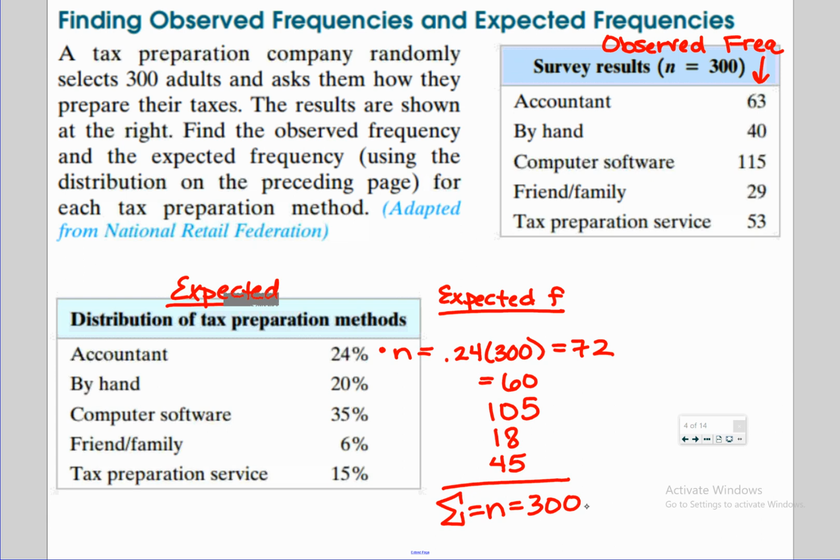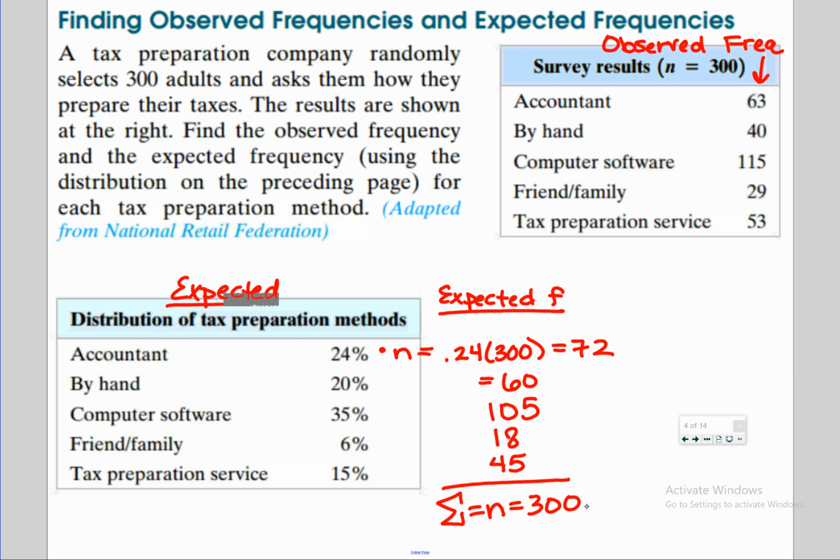Okay, so observed is what actually happened in the survey. Expected is what we expect to happen before the survey starts. When we get to the chi-square distribution, the goodness of fit test, we're going to see, does our survey match what we expected to happen? That's the goal of all this.